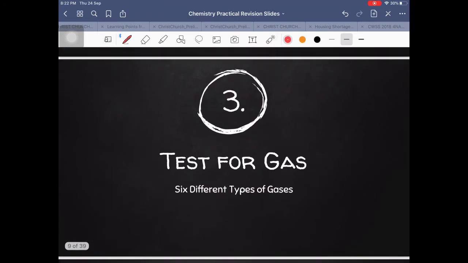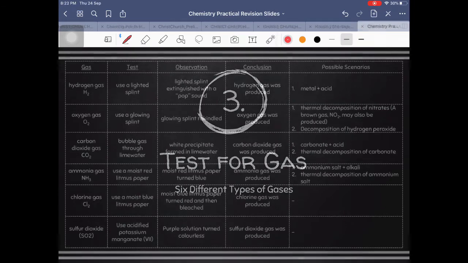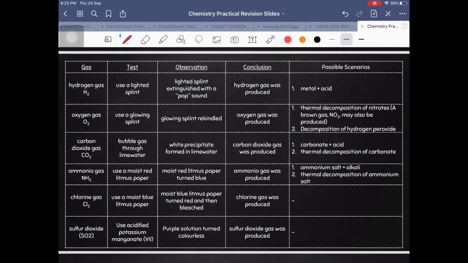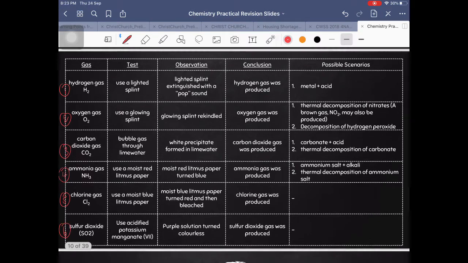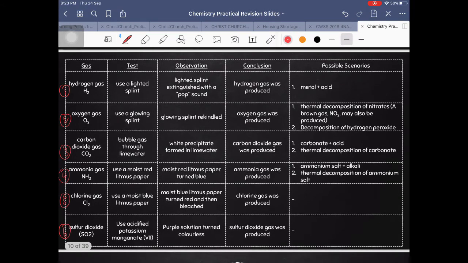And now we'll move on to the test for gases, and there are 6 different types of gases that you will need to know for your science practical. The 6 different gases are hydrogen gas, oxygen gas, carbon dioxide gas, ammonia gas, chlorine gas, and sulfur dioxide gas. To test for hydrogen gas, you will use a lighted splint. And what you will observe if hydrogen gas is present is that the lighted splint will extinguish with a pop sound.